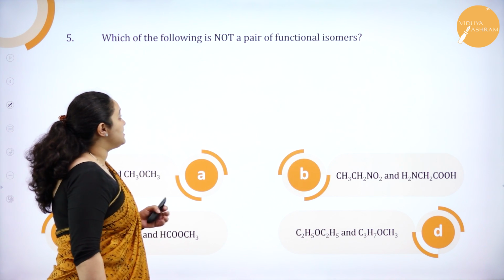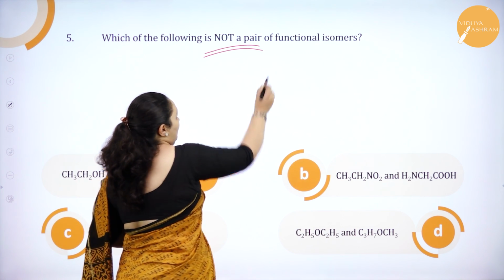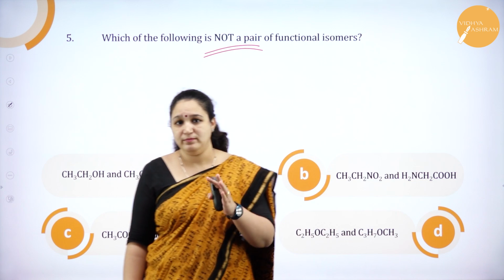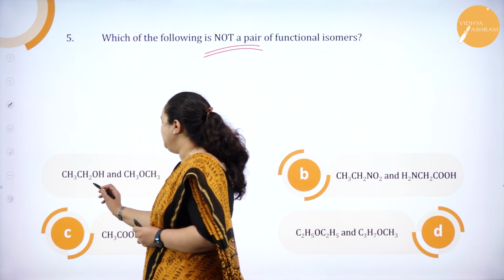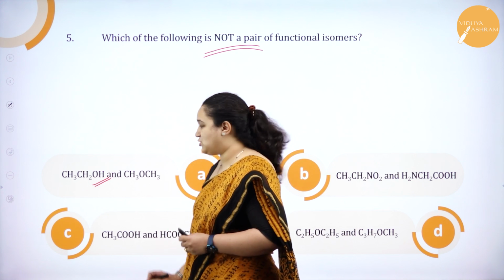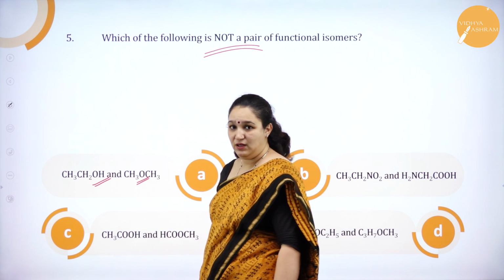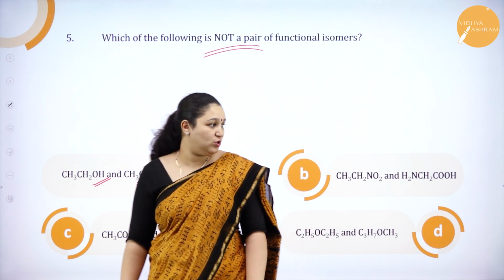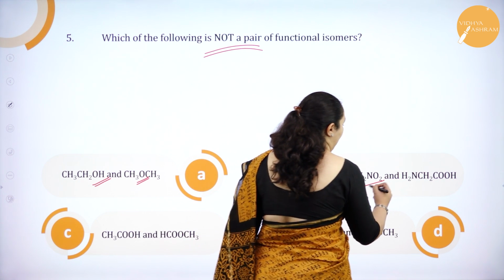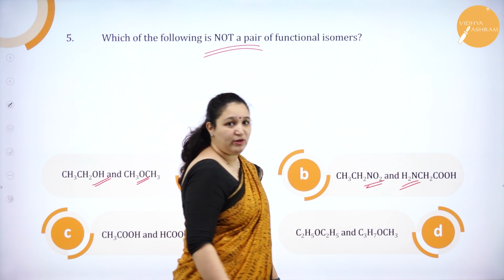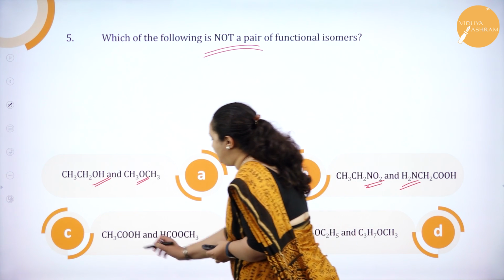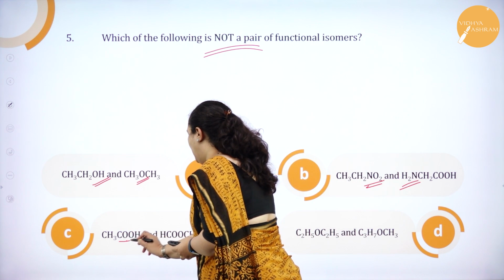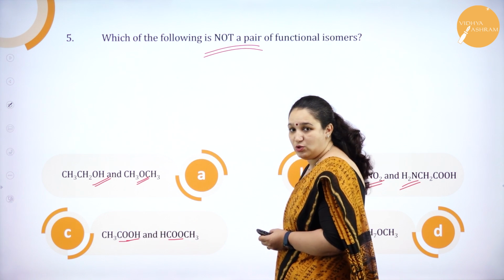Which of the following is not a pair of functional isomers? So here if you see the options, the first option you have an OH group and an ether. There are two different functional groups. Here also you have NO2 and NH2, two different functional groups. So they are functional isomers. Then you have a COOH group, an acid group, and an ester group.